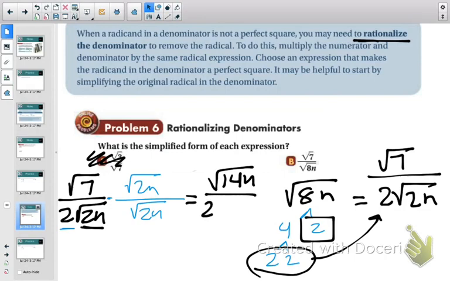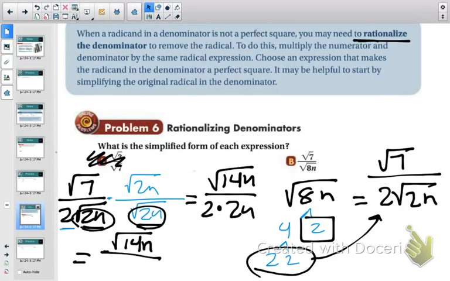When we multiply these guys, that just eliminates the radical, because you have a pair of 2n's basically. So we get times 2n down here. And then simplify that. So we get square root of 14n over 2 times 2n, which is 4n. And our denominator is now rationalized, and our radical is simplified. So the only root is in the top, which is what we want.